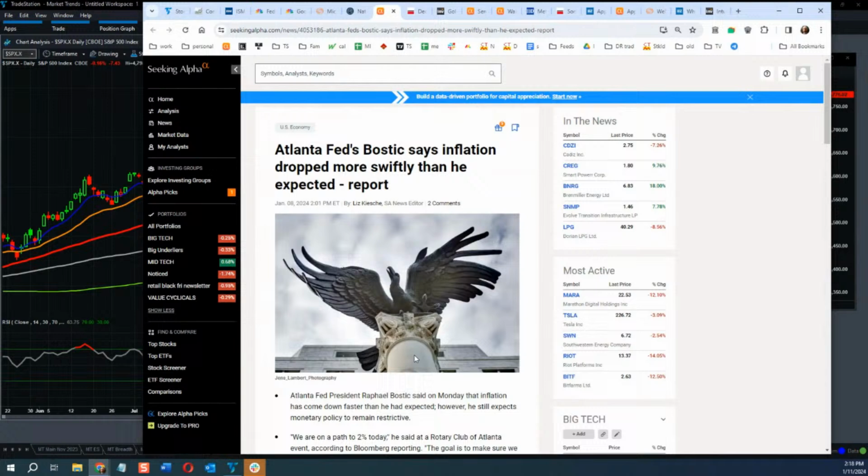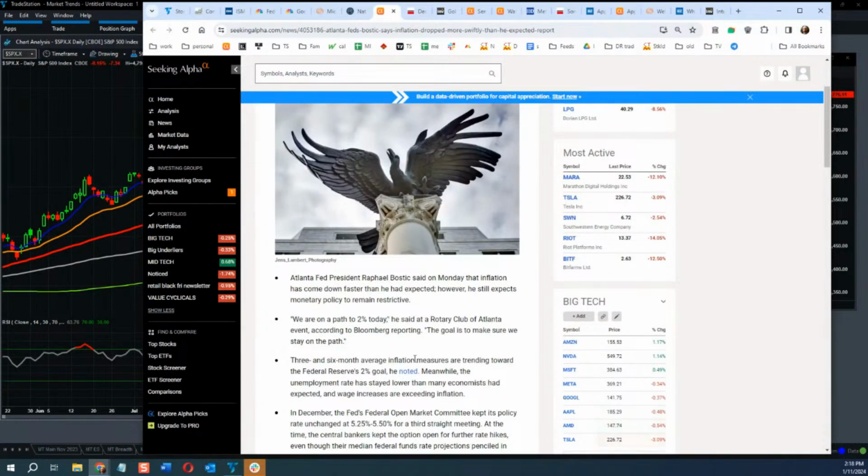Then we have this comment here from Mr. Bostic. He's back. He's a voter again. He was off, now he's back. He says we're on the path to 2%. Inflation's falling faster than we expected.